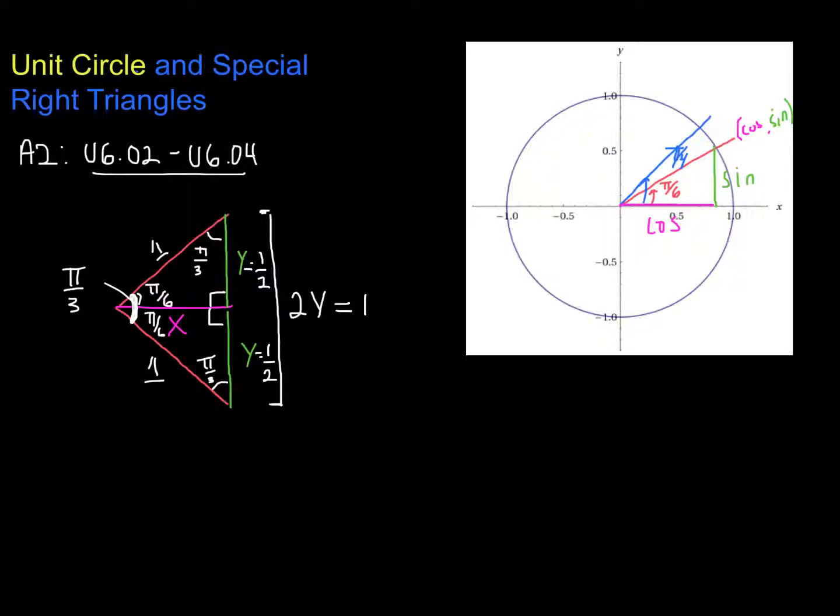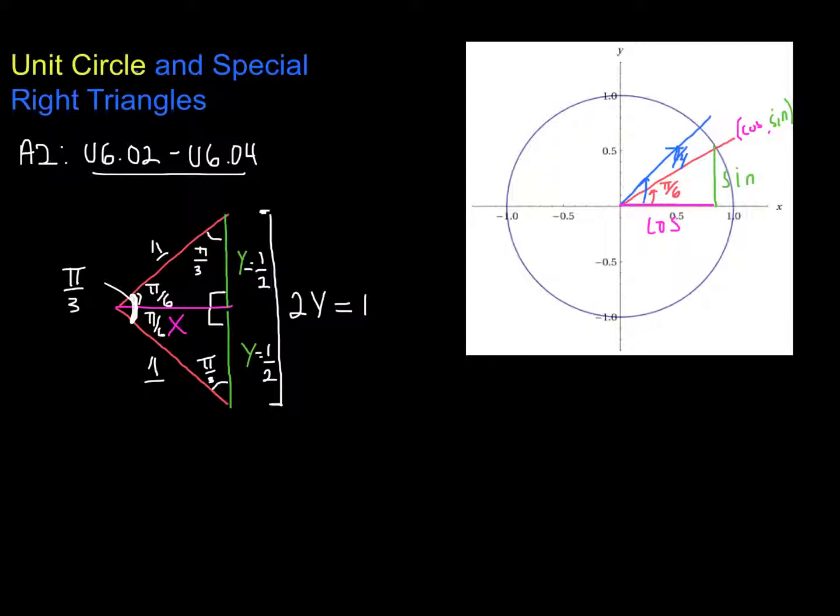Okay. So now we found the side length of y. And if I come back to my original triangle here, now that I know that y is 1/2, I know the hypotenuse is 1, I can find x by using the Pythagorean theorem, because this side length squared plus this side length squared must equal the hypotenuse squared.